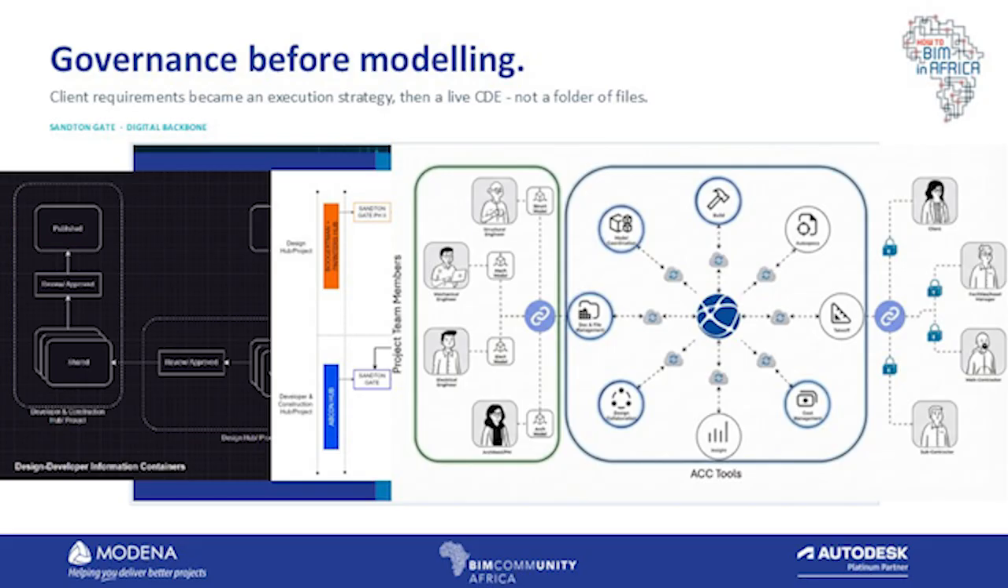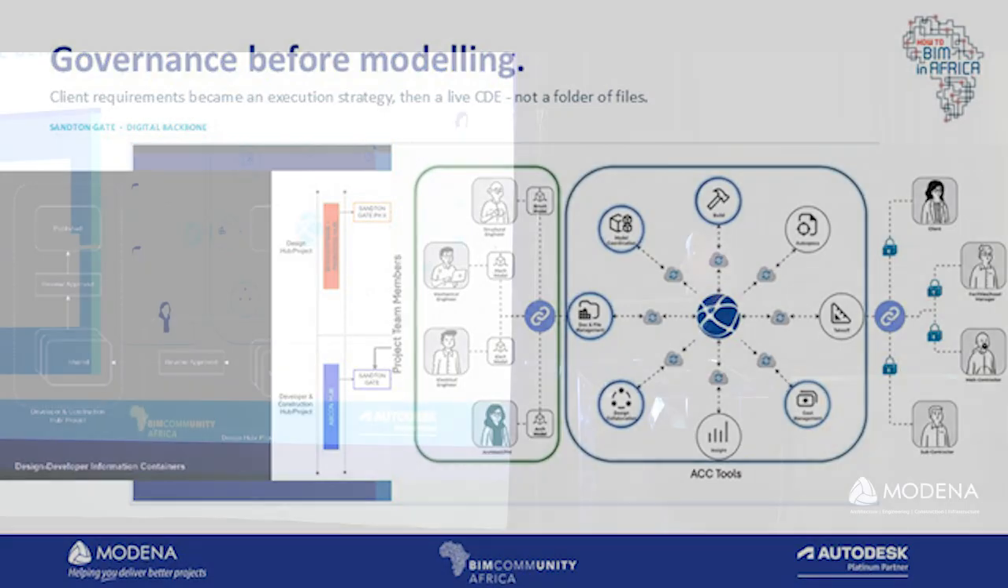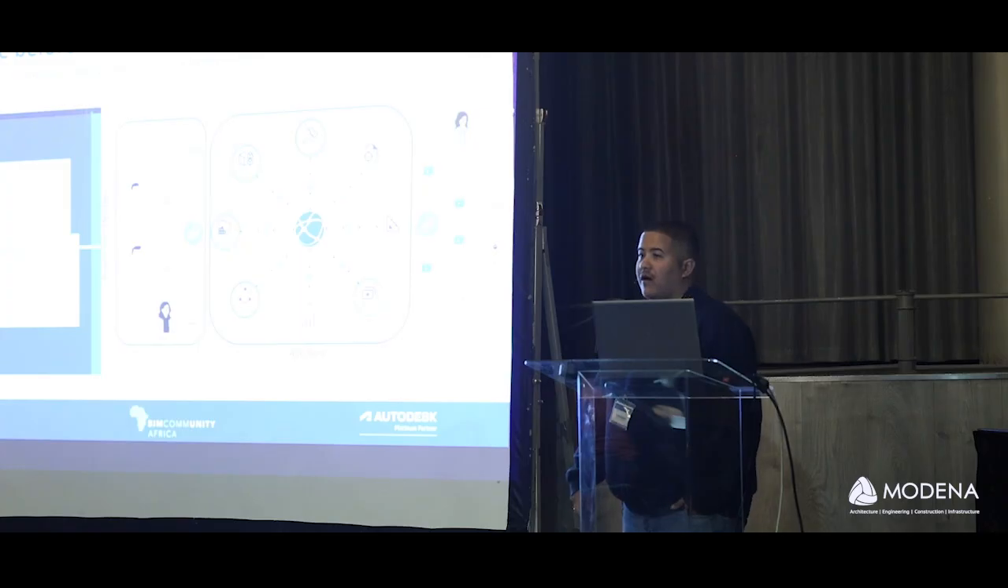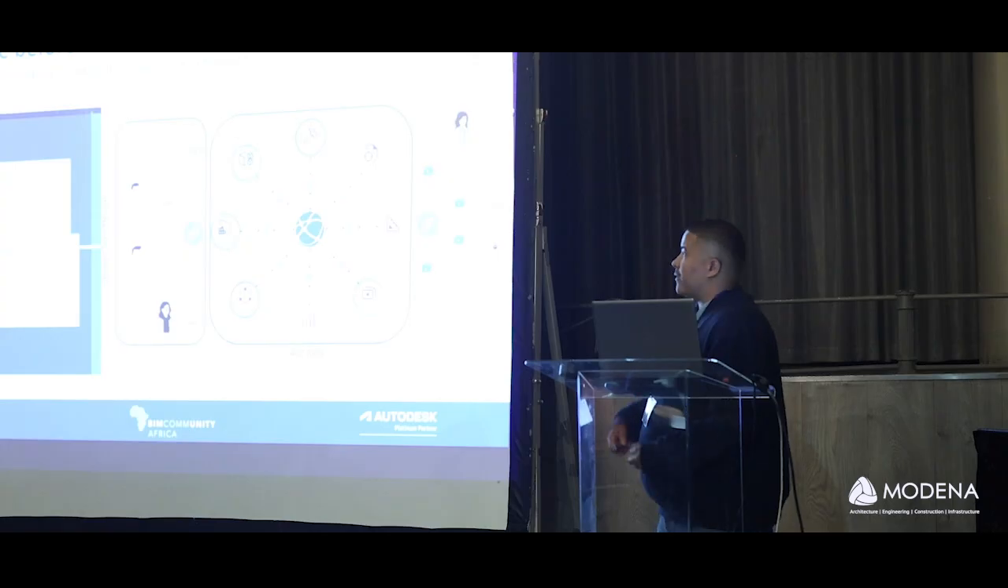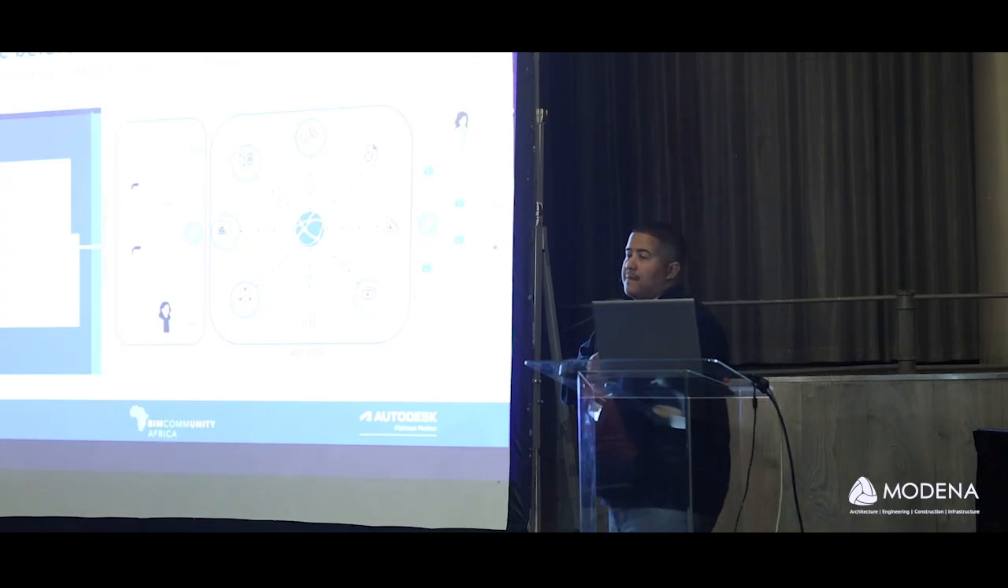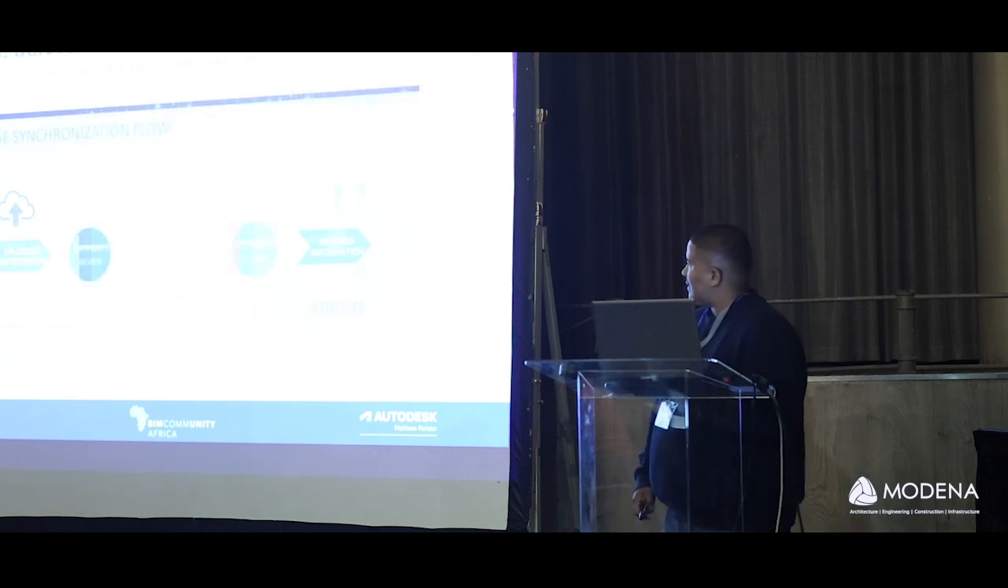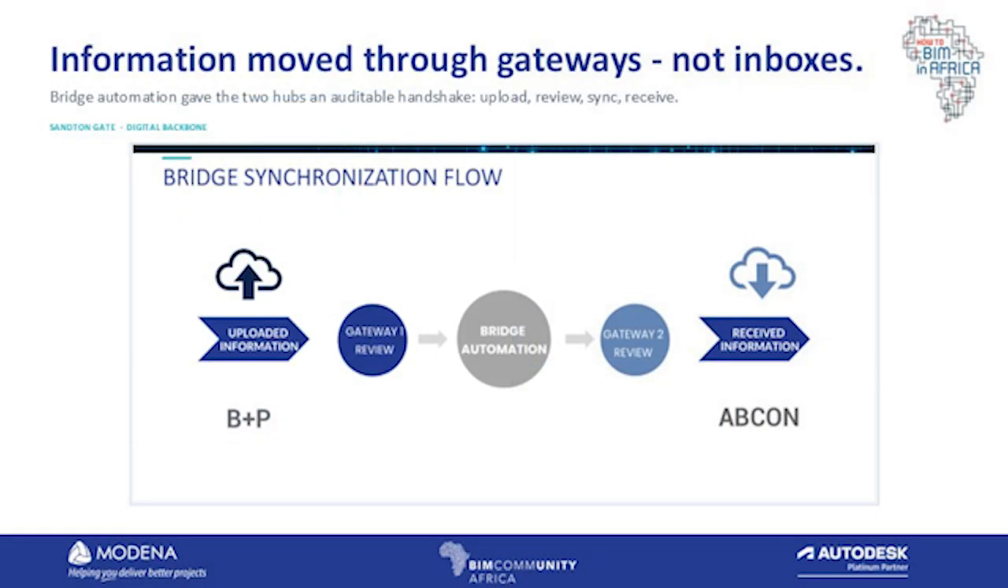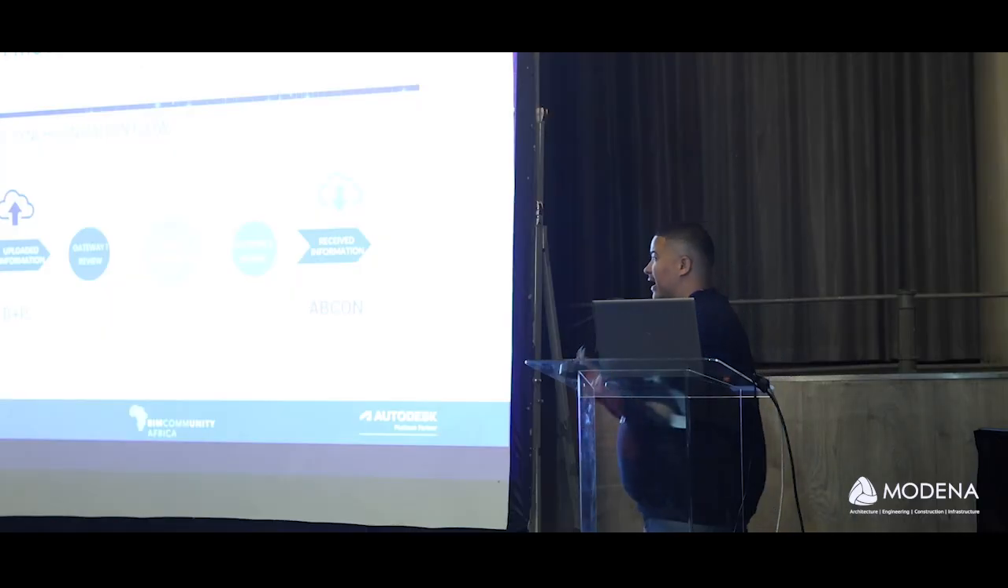And then thereafter, we use ACC, or rather Autodesk Forma, as part of the CDEs. So on the consultant side, where all disciplines were added to, and then you had developer side, which was pretty much safe. So how did information move through different gateways? So we kind of killed the inbox outbox workflow. So we moved information through different gateways, through the bridge automation. That's basically the crux of it.